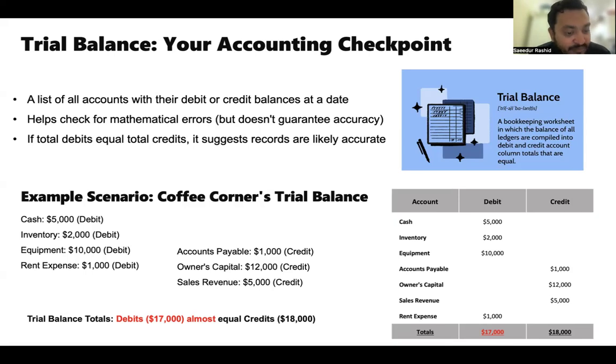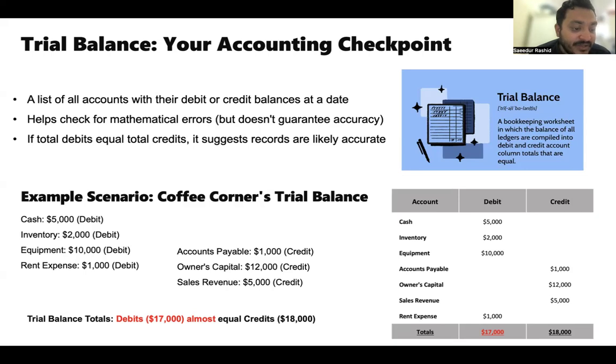Now, the key thing to remember is that the total debits across all the accounts, in this case 17,000, should ideally equal the total credits, like 18,000. As you see, there is a slight discrepancy here. This difference could be due to rounding errors during calculation or a potential mistake in recording a transaction.